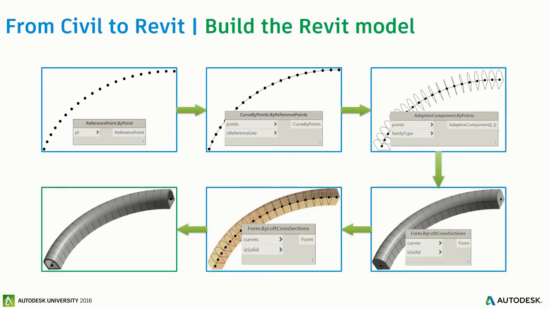So once we got the profile and the horizontal alignment into Dynamo, it's easy then to add the points. Then it's very easy. We've got already the node created by Autodesk for you. It's a reference point by point, so it's easy to convert a point in Dynamo to a Revit point. Then I'm in Revit, so I can connect the point, I can put the adaptive component where I want, so this is my cross-section, and then with the cross-section I can do a loft, it will create a solid.